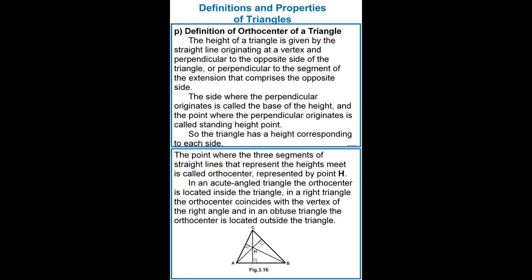Thus, the triangle has a height corresponding to each side. The point where the three line segments called the heights meet is called the orthocenter of the triangle and is represented by the point H. In an acute triangle, the orthocenter is inside the triangle. In a right triangle, the orthocenter coincides with the vertex of the right angle. In an obtuse triangle, the orthocenter is outside the triangle.